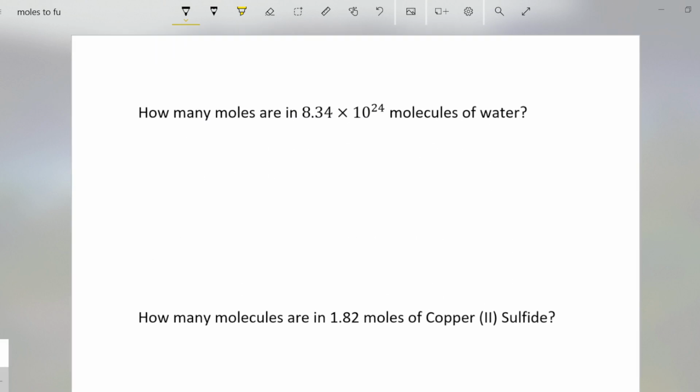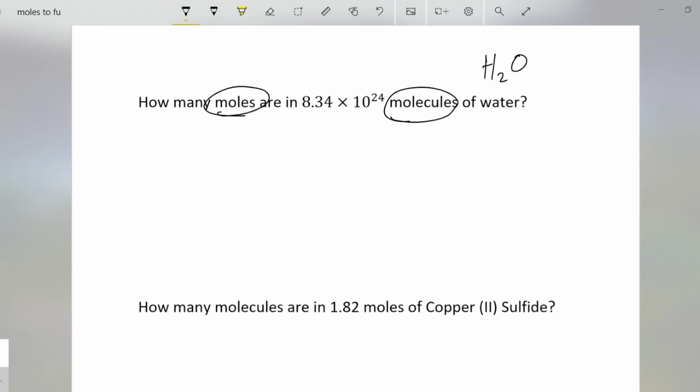Now we have molecules. So 8.34 times 10 to the 24th molecules of water. We have this many molecules of water, and water, of course, is H2O. And so it is made of 2 hydrogens and an oxygen. So if we are going from mole island to FU island, we're not going to get atoms. We're going to get the number of molecules out of this, or we're going to get the number of moles of those molecules. Here, we're starting off on FU island because we're given molecules from the problem. We want to go to mole island.